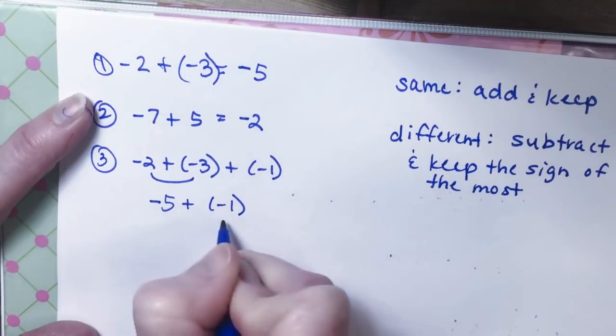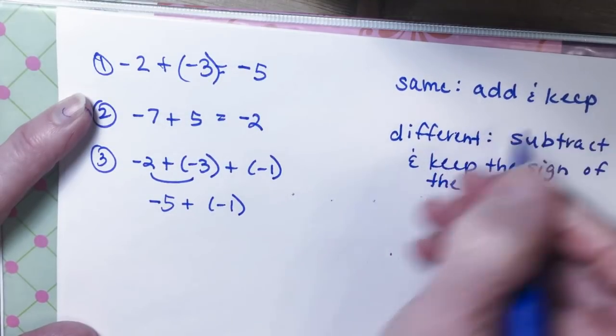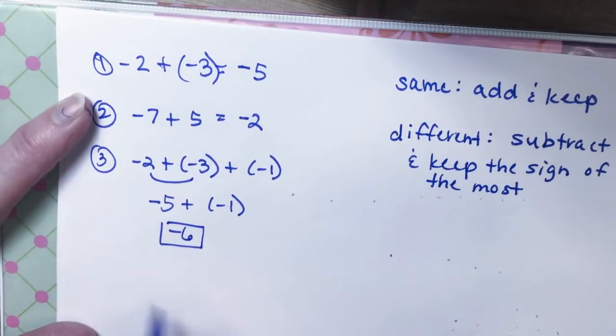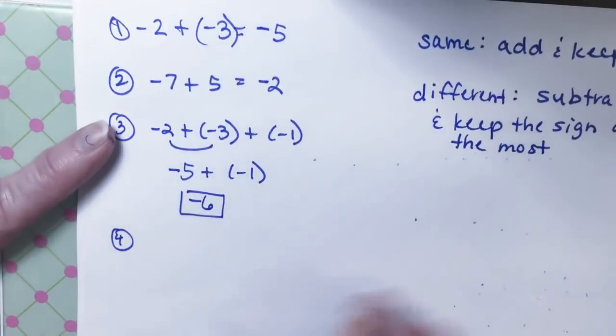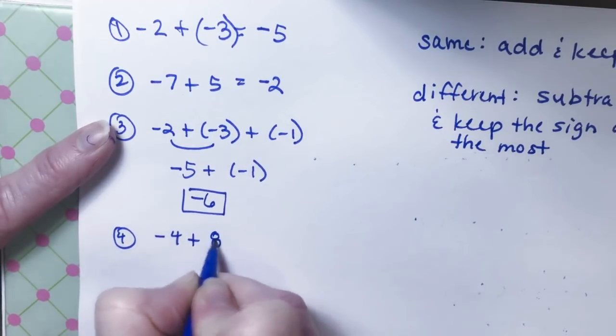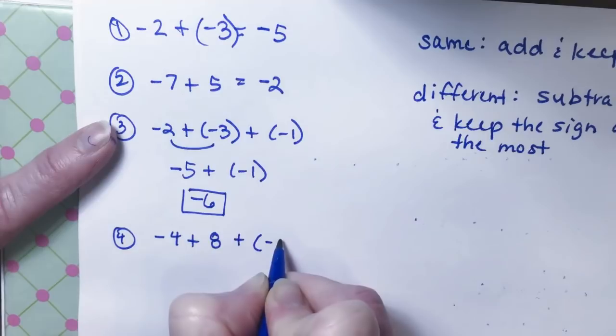Again, these have the same sign. They're both negative, so I'm going to add and keep that. 5 plus 1 is 6, and it's still negative. All right. If I have several, let's say I have -4 plus 8 plus -3.